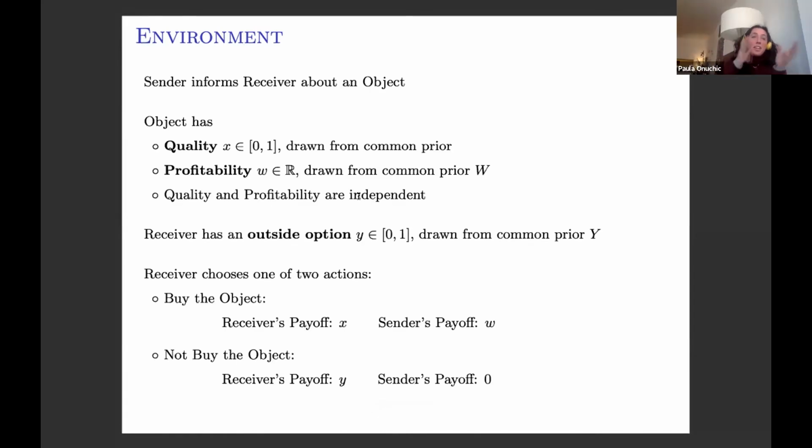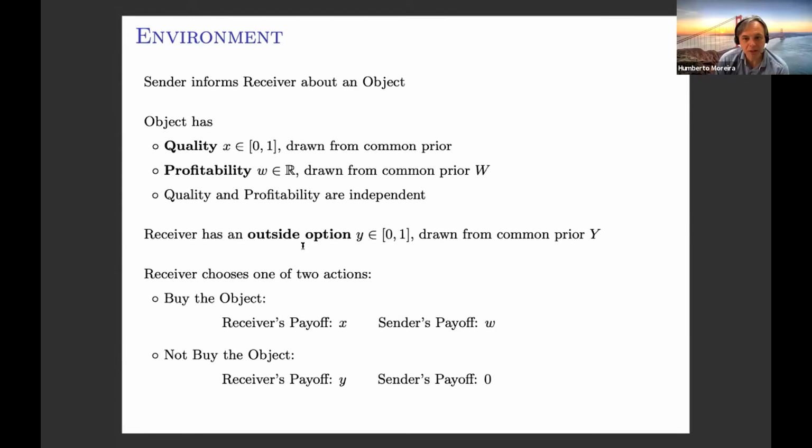As I said, I'm going to have a sender who is going to inform a receiver about some object. Importantly, this object is going to have two characteristics. The object has a quality, which I'm calling X here, between 0 and 1, drawn from some common prior. And this object also has a profitability, which I'm calling W, drawn from some other common prior, big W for the little w. And this quality and profitability are going to be independently drawn.